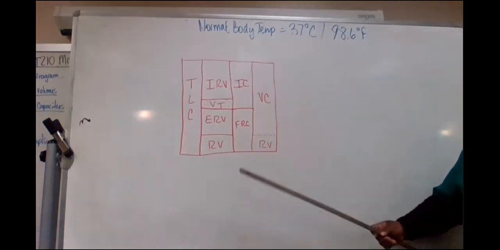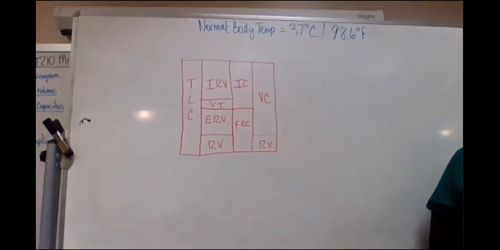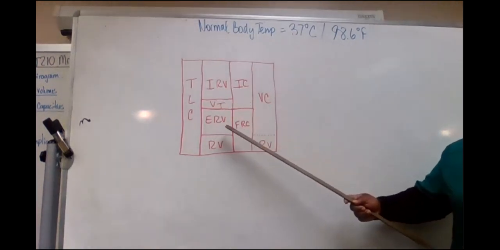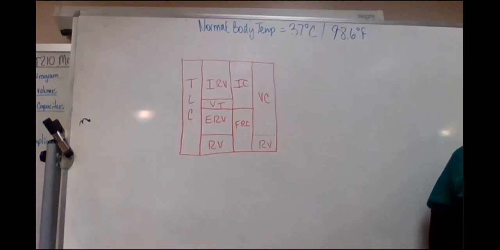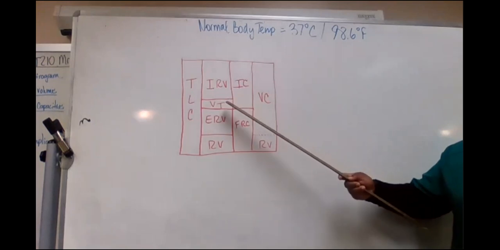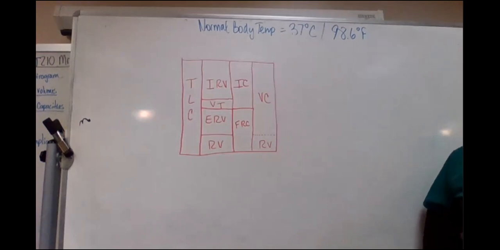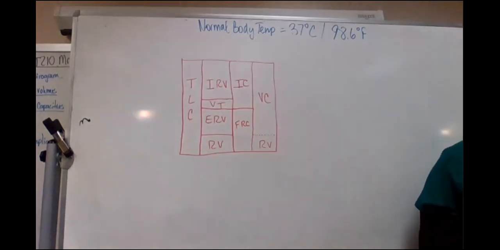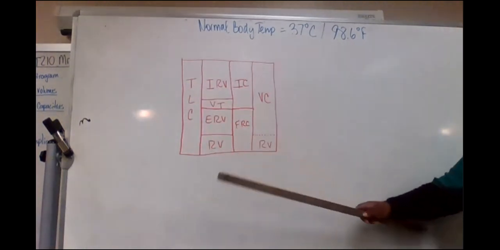What if I said, Ms. Rose, FRC minus ERV leaves me with what? RV. Miss Woods, what if I said ERV plus RV equal what? FRC. Miss Renfro, if I said IRV plus VT plus ERV plus RV equals what? TLC. What if I say, Mr. Rivers, TLC minus the RV leaves me with what? TLC, take away the RV, leaves me with what?